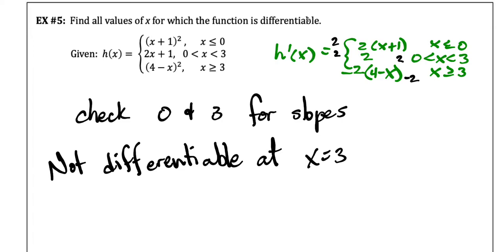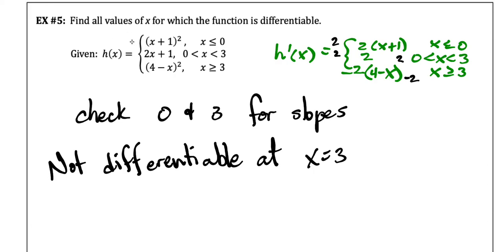Do you remember in piecewise functions when we draw them, sometimes the pieces don't match up? They might even have the same slope, but it doesn't mean they match up. So we're going to have to check that they meet up and they have the same slope. We started with the slopes right away and basically eliminated 3, so we don't even have to check 3 anymore. But we are going to have to check at x equals 0 if they have the same height.